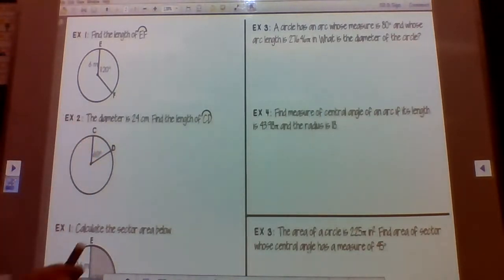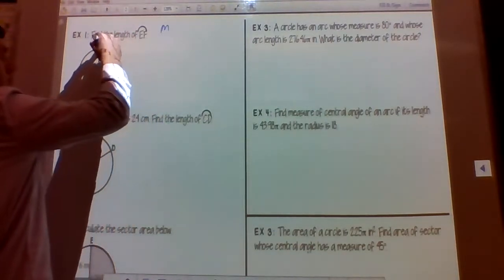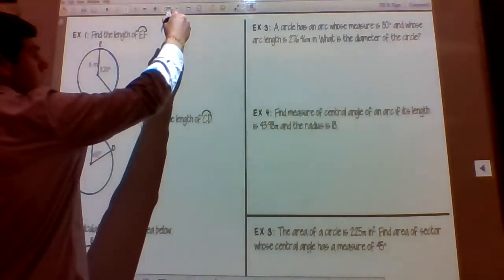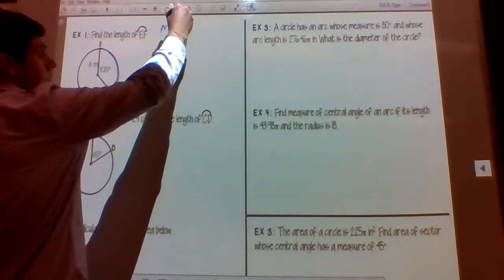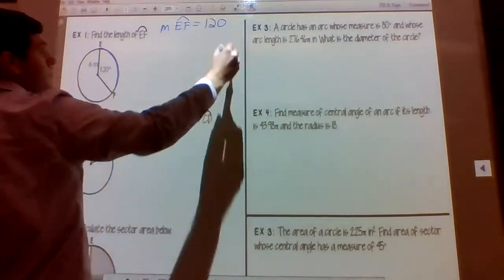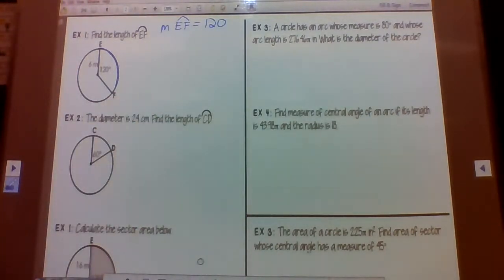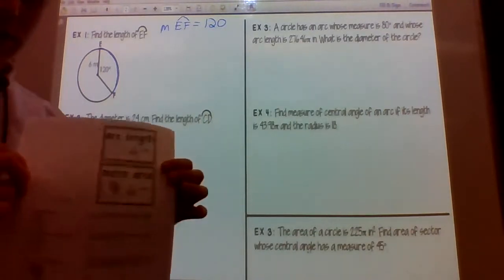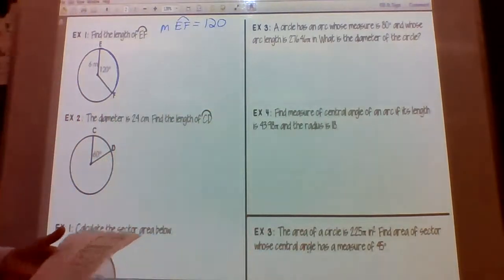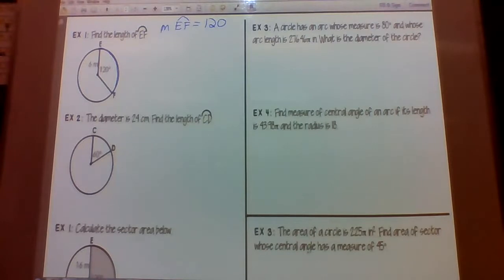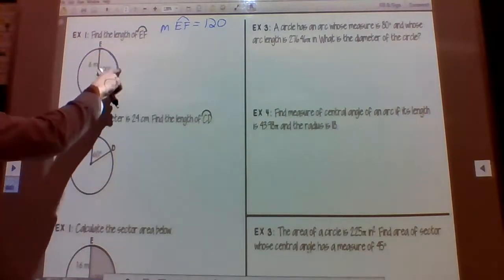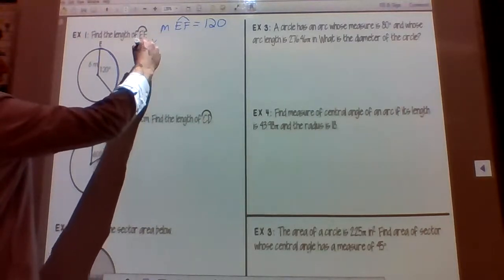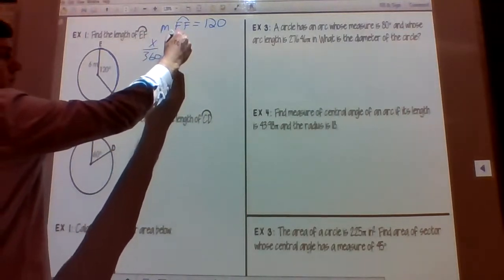We know the measure. Here's EF. The measure of arc EF is going to equal 120. We don't want to find the measure of EF. We want to find the length of EF. So to do that, if we look back at our formula that we had right there on the top of your note sheet, we've got them both written on the note sheet, right on top. Arc length is the measure of the arc, so we know the measure of the arc is 120. Well, let's write the equation down: x over 360 times 2 pi r.